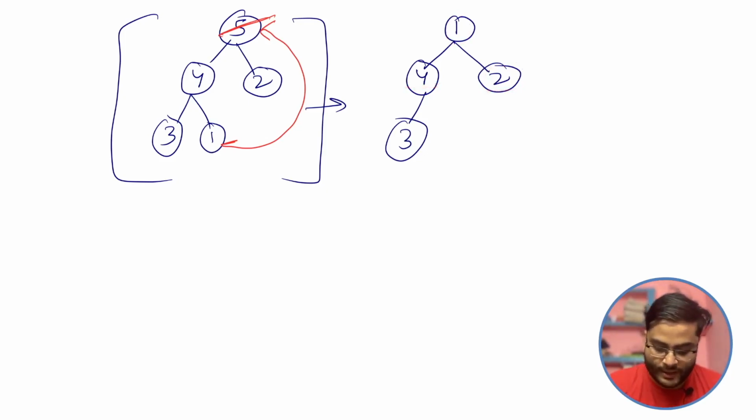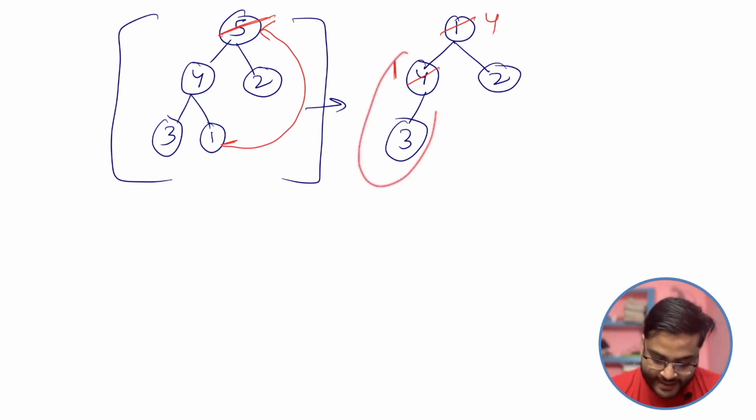Out of 4 and 2, which is maximum? 4. So I will swap with 4. So 4 will be here, 1 will be here. Now come to next. In insertion, I was checking from bottom to top. Here, I will do the top to bottom approach. So I have swapped 4 with 1. Now I will check for 1 and 3.